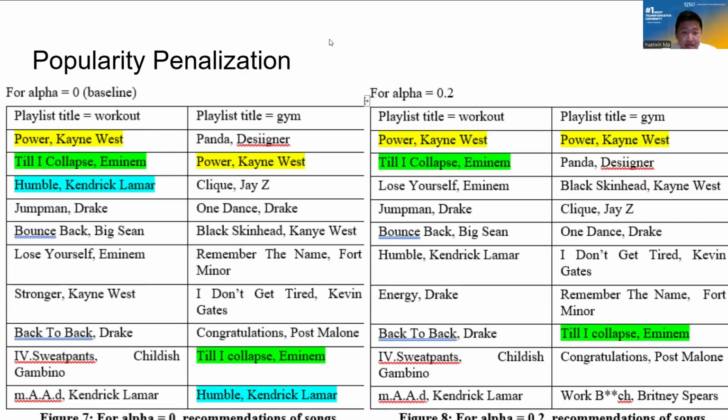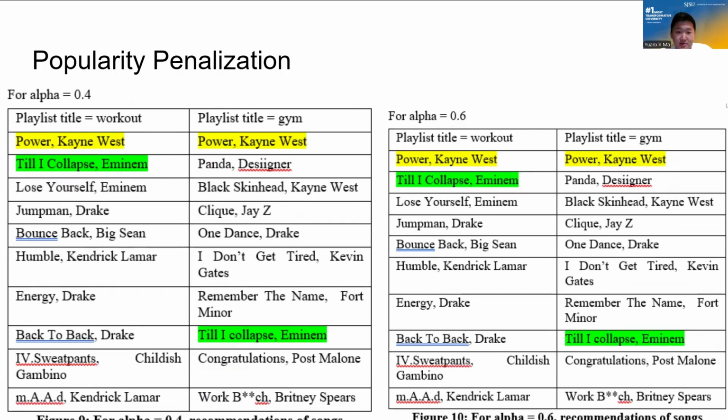So this is the result for popularity penalization. For alpha equals 0, which is the baseline, for workout at gym, you can see that the Jaccard similarity is 0.3, because there are three overlapping songs: Power by Kanye West, Till I Collapse by Eminem, and Humble by Kendrick Lamar. And then when we increase the alpha value to 0.2, you can see that the Jaccard similarity decreases. So now there are only two similar songs.